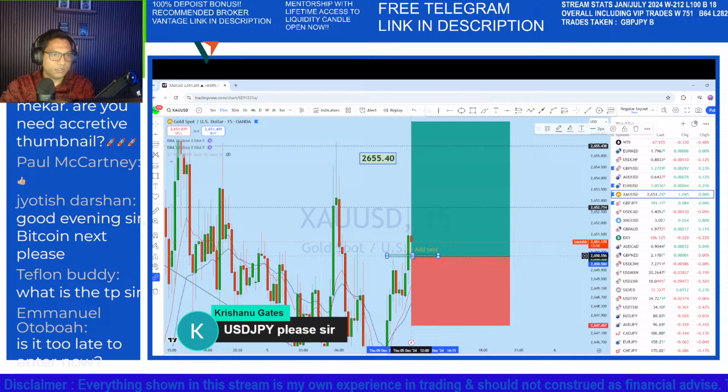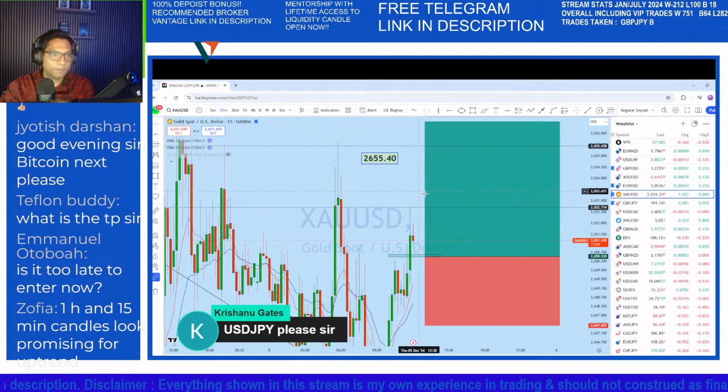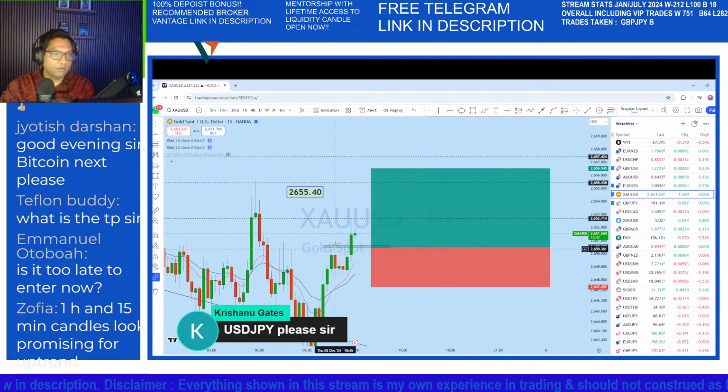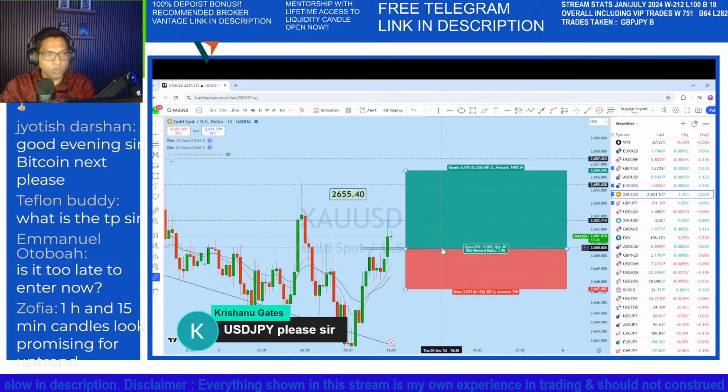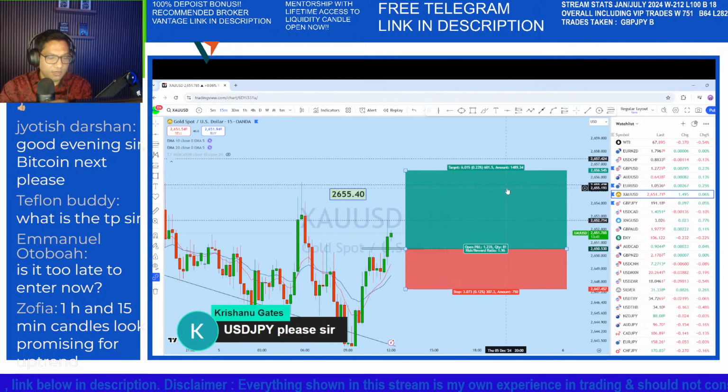Okay, so here is candle close on 15 minutes. This candle for me, it's potentially bullish, so we can expect further upside. So I'm holding it.